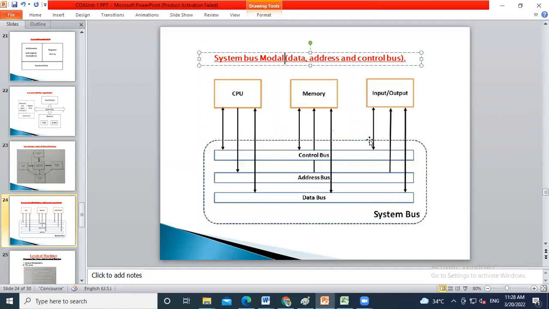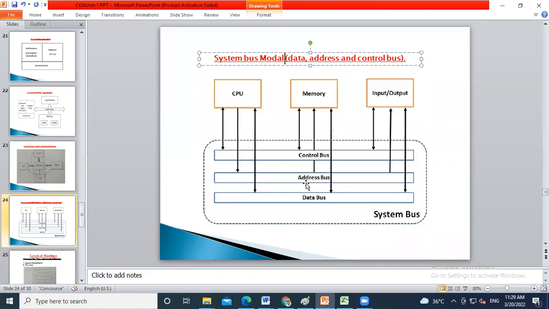So out of the three buses in the system bus, two are bidirectional and one is unidirectional. The unidirectional bus is the address bus, and the remaining two, the data bus and control bus, are bidirectional. What is unidirectional and what is bidirectional? Where data is transferred only in one direction, only transmitted, we call it a unidirectional bus, like the address bus. Where data is both sent and received, we call it a bidirectional bus, for example the data bus and control bus. So this is the bus system model.